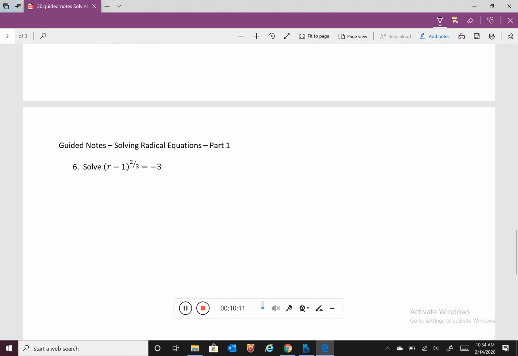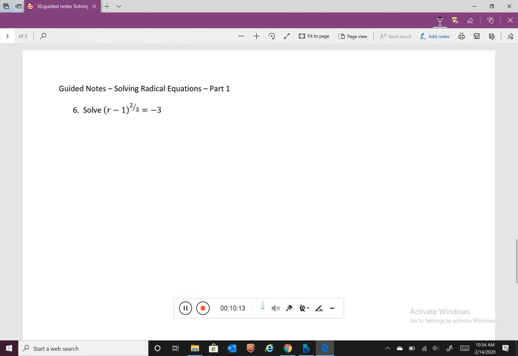Problem number 6 is quite interesting. So first, please recognize that we have a base raised to a fractional exponent. So we have r minus 1 raised to the power of 2, but we have division of 3, which means that this is the cubed root of r minus 1 squared. And this is equal to negative 3.